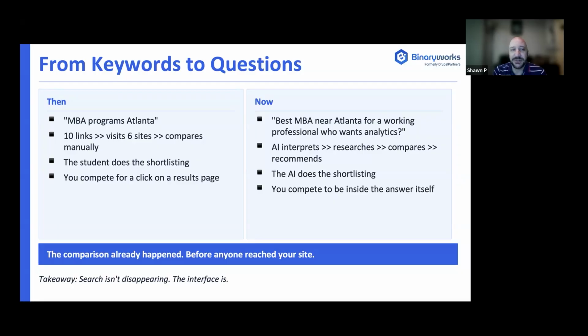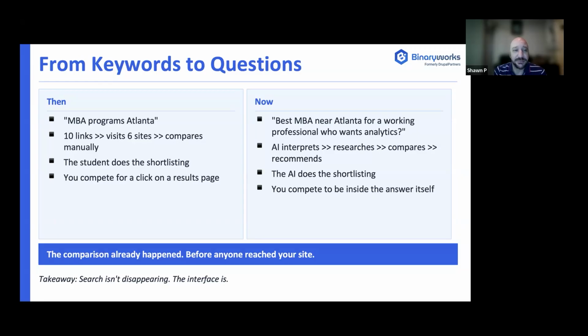In the past, you used to have a list of links. So you'd have to go through your links, visit the sites, and compare everything manually. It was a lot of time, a lot of effort, a lot of clicking through pages, and you were the one in control of that. Now we're expecting AI to interpret, research, compare, and make recommendations. So AI is doing a lot of the heavy lifting now for users. In the past, the students would make a short list from the links that were provided, but now AI is doing that for them.